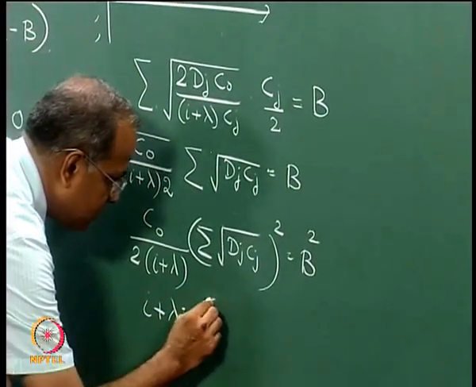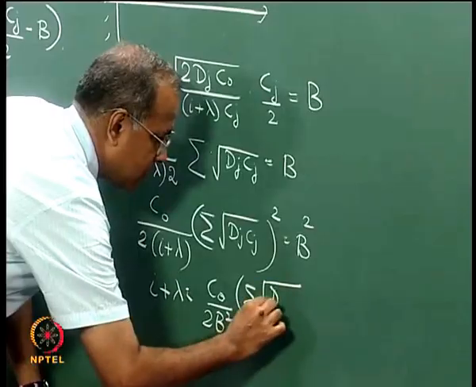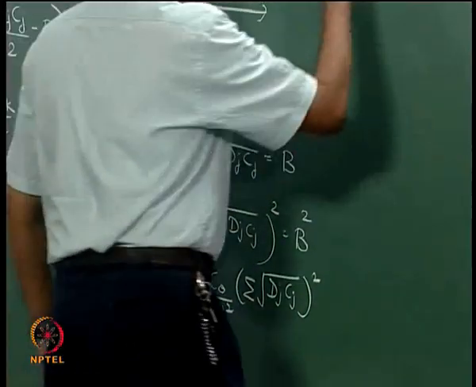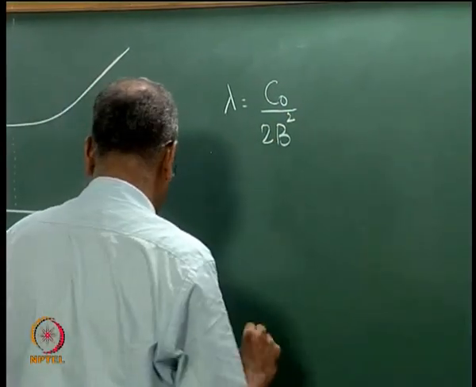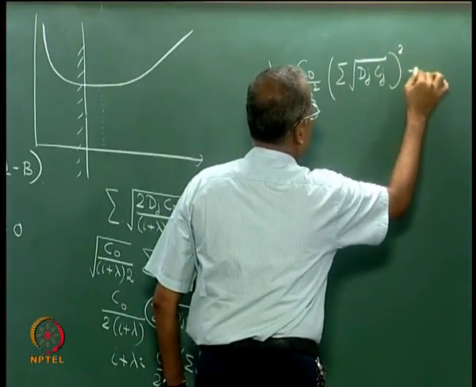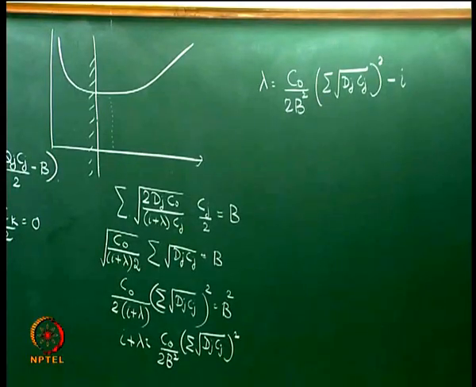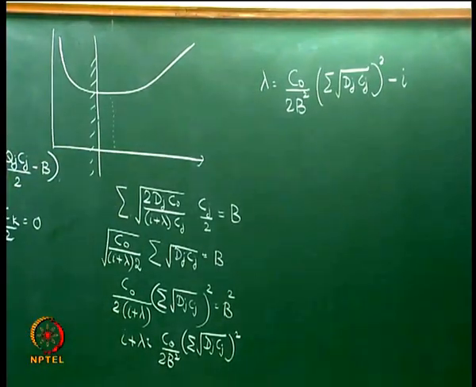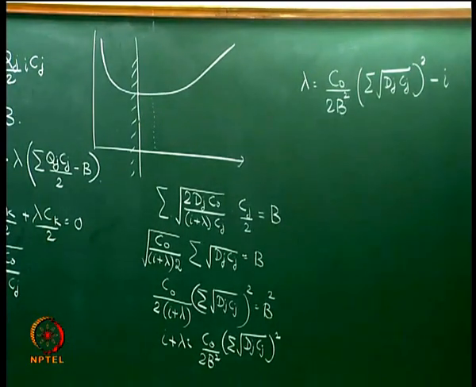I plus lambda is equal to c naught by 2b square sigma root over dj cj whole square, from which lambda is equal to c naught by 2b square sigma root over dj cj whole square minus I. So, this is the expression for lambda, and then we can substitute the values here to get lambda, and then use this lambda to get the value of qj. So, now we apply this to the numerical illustration that we have.